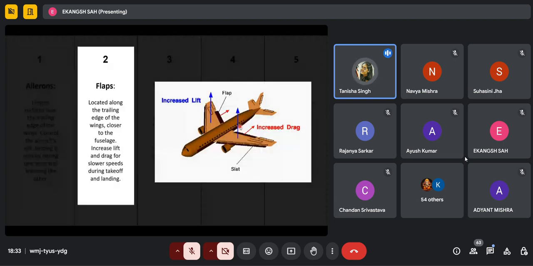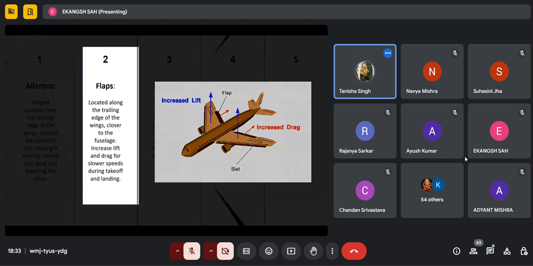Flaps are the hinged portions on the inboard part of the trailing edge. These are used to produce greater lift at lower speeds and to provide increased drag on landing. This increased drag helps to reduce the speed of the airplane and to steepen the landing approach angle. Then we have winglets.